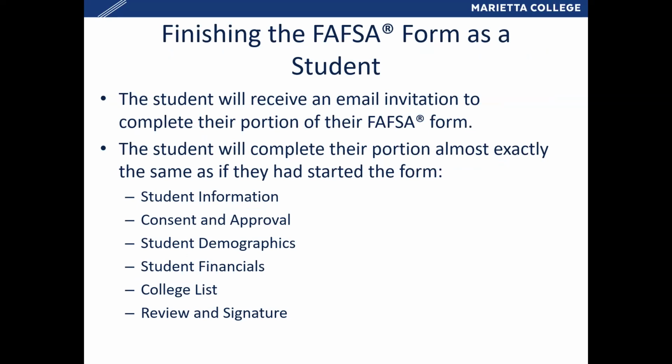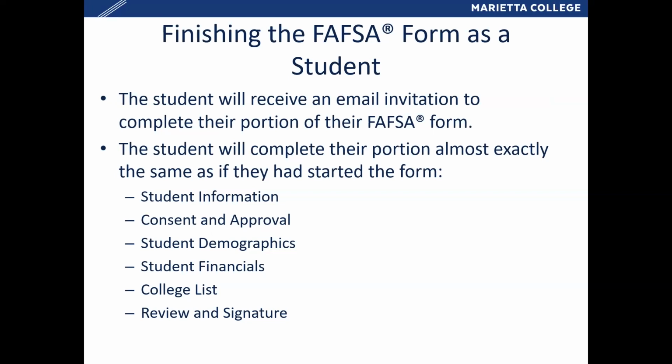Moving on to the student finishing the form. The student will receive an email invitation to complete their portion of the FAFSA form. The student will complete their portion almost exactly the same as if they had started the form. They just will have fewer questions because they will not need to fill out the personal circumstance questions since their parent already provided that information for them. They will confirm their identity information, provide consent and approval, list their demographics and their financials.